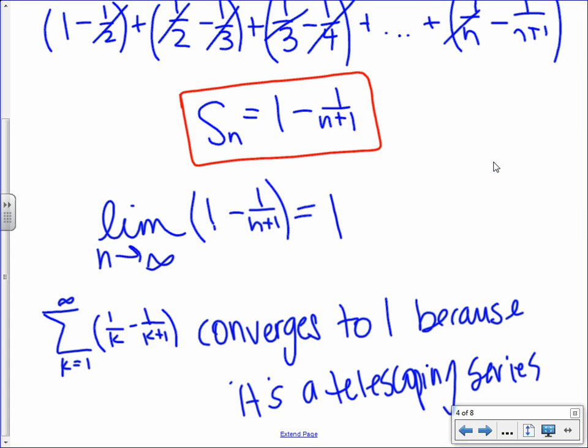Arithmetic and geometric. Arithmetic. Let's think of the knowledge we have now. Are those going to converge to a number? No. 2 plus 4 plus... Geometric, maybe.